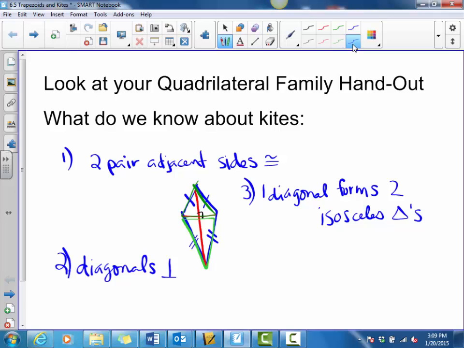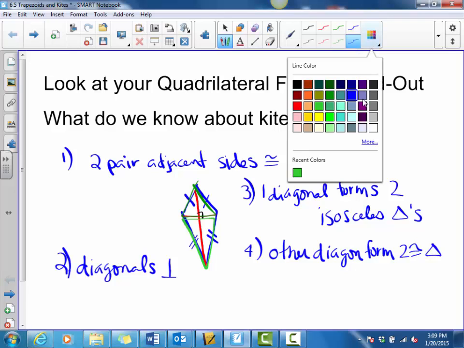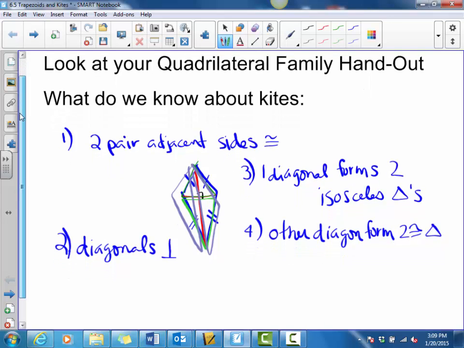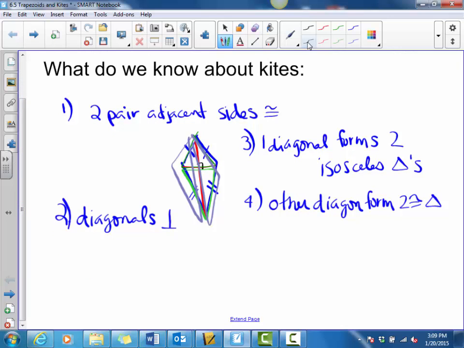Number 4 says that the other diagonal forms two congruent triangles. Meaning that this triangle right here is congruent to this triangle right here. Okay? I know that's kind of messy, but hopefully it'll make a little bit more sense as we go through. And actually, if you want, we can just redraw it with all the things that we know.